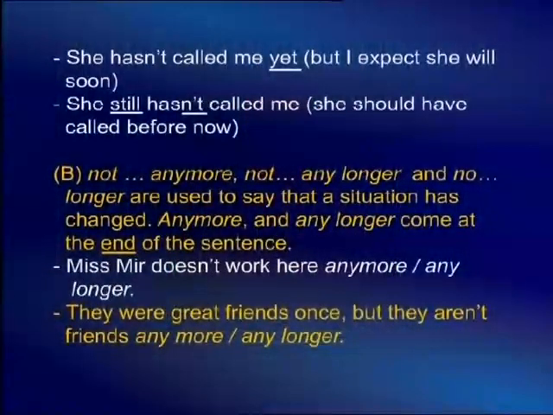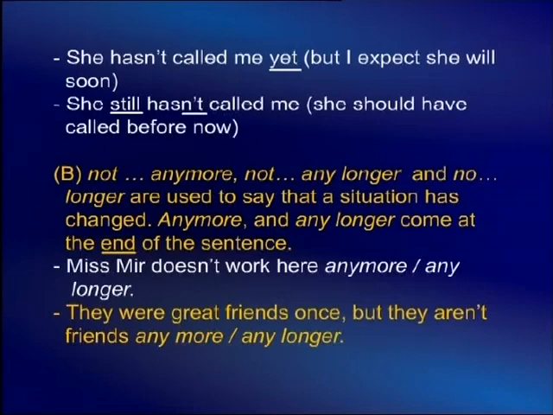Now, let us look at words and phrases like "not anymore," "not any longer," and "no longer." We find that they are used to say that a situation has changed. And "anymore" and "any longer" come at the end of a sentence.